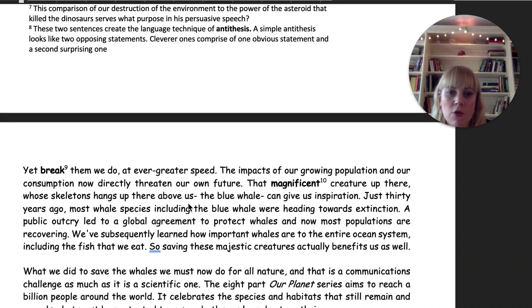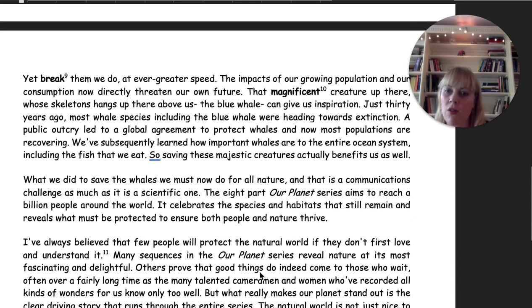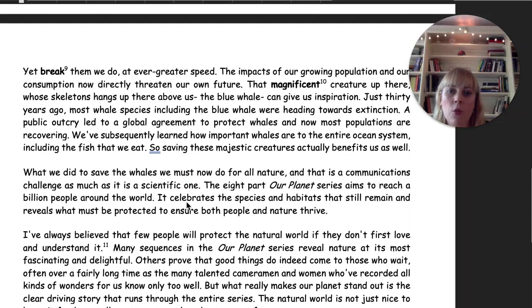That magnificent creature up there, whose skeleton hangs above us, the blue whale, can give us inspiration. Just 30 years ago, most whale species, including the blue whale, were heading towards extinction. A public outcry led to a global agreement to protect whales, and now most populations are recovering. We've subsequently learned how important whales are to the entire ocean system, including the fish that we eat. So saving these majestic creatures actually benefits us as well. What we did to save the whales, we must now do for all nature.